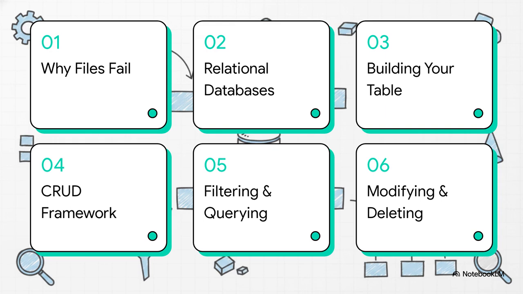So here's our roadmap for the explainer. We'll look at why files fail us, break down relational databases, build your very first table, unpack the CRUD data framework, filter and query some data, and finally, wrap up with modifying and deleting records.